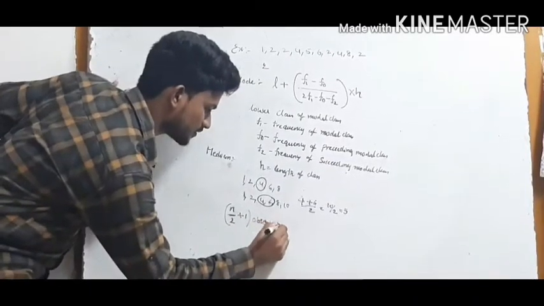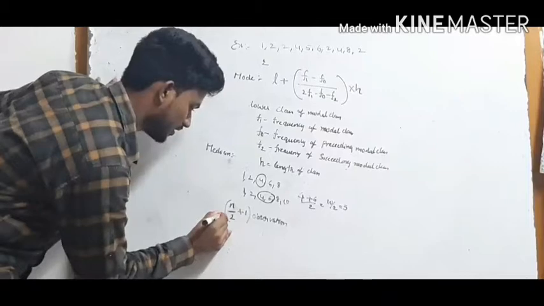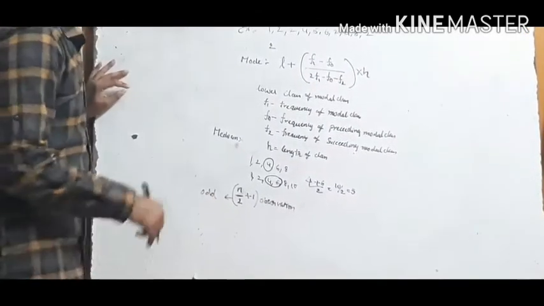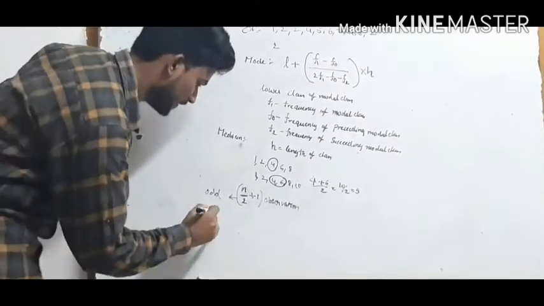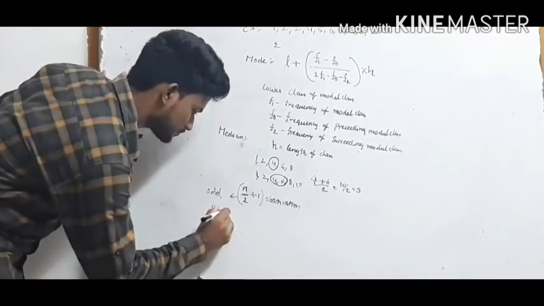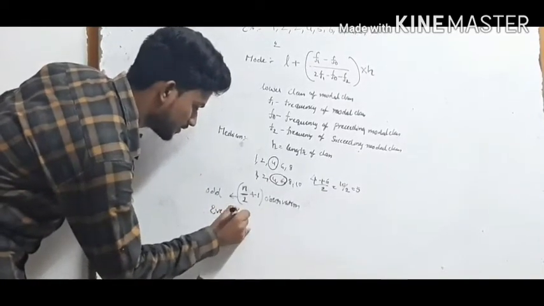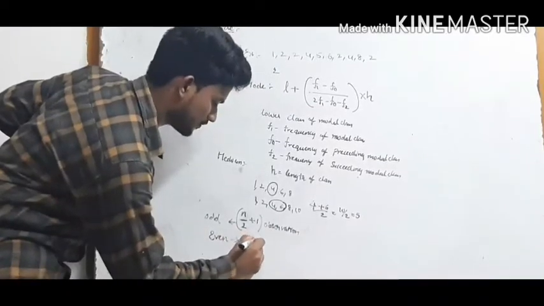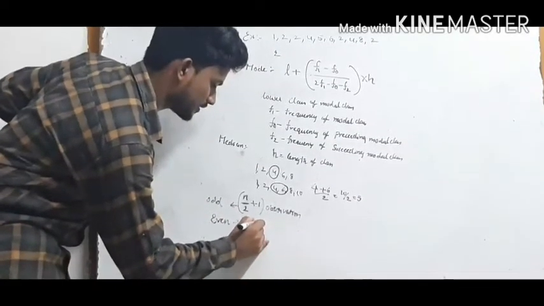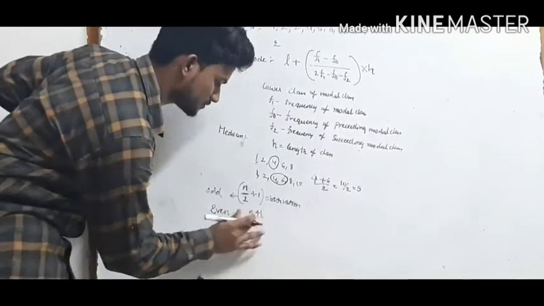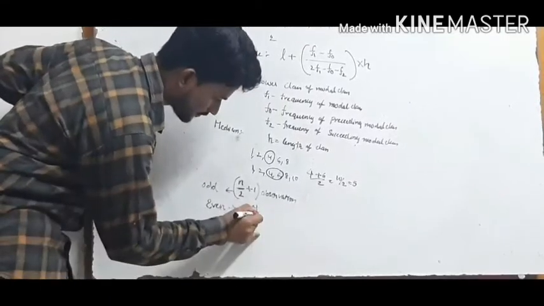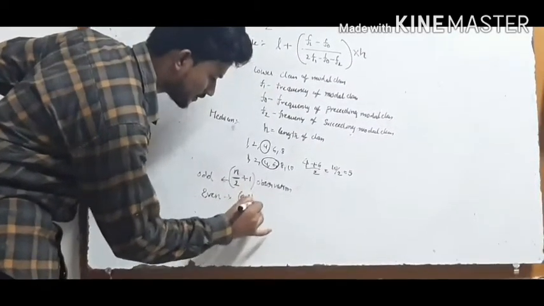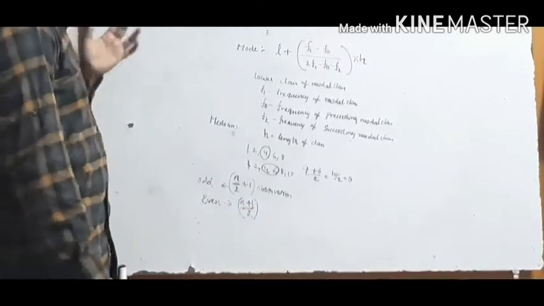Observation. For odd numbers, odd observations: the formula is (n plus 1) by 2. For even numbers, the formula is n by 2 plus 1. N plus 1 by 2 observations is the formula.